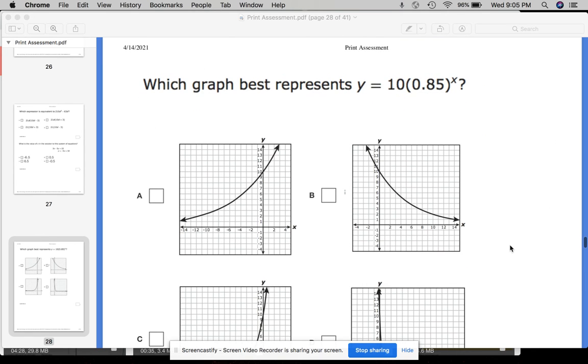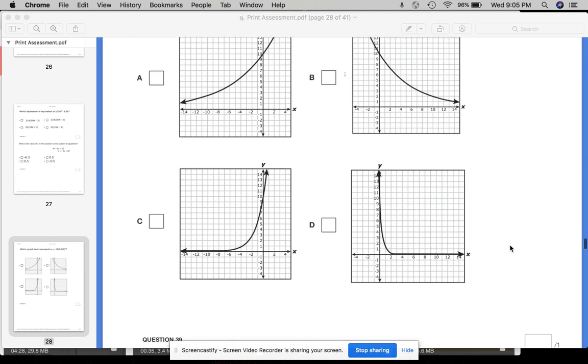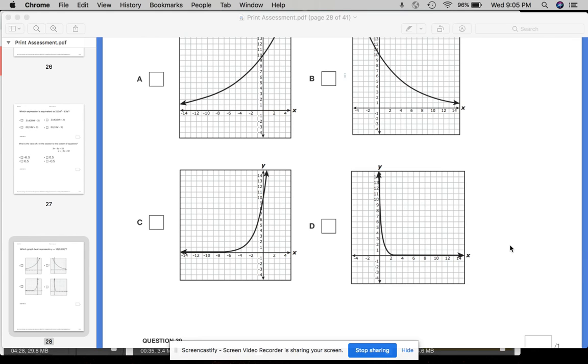38. Which graph best represents y equals 10(0.85) exponent x? A, B, C, D.